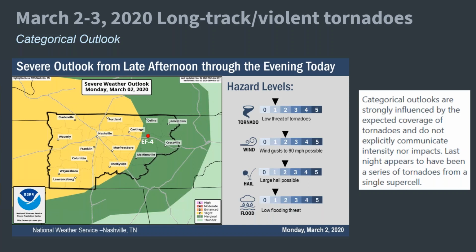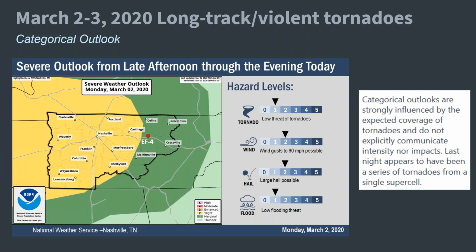outlooks are strongly influenced by the expected coverage of tornadoes and do not explicitly communicate intensity nor impacts. Last night appears to have been a series of tornadoes from a single supercell, and that's fine. But again, that's explaining what the convective outlook is meant to do. But then what? Where do we go from there?